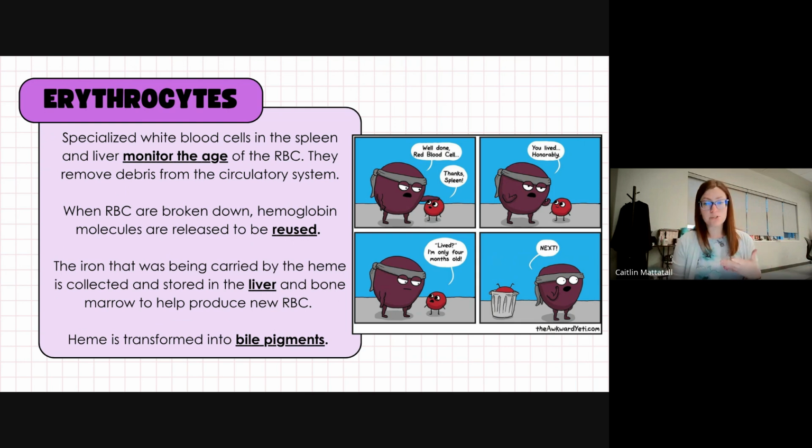Anything that we're not able to use will go to our liver and then be processed, and whatever is considered waste, we are going to get rid of either through our digestive system in the form of feces or through our urinary system in the form of urine.